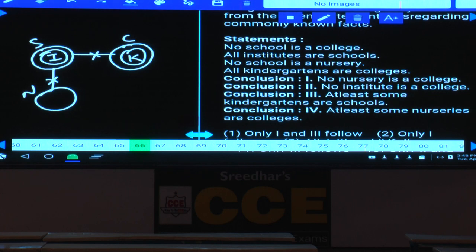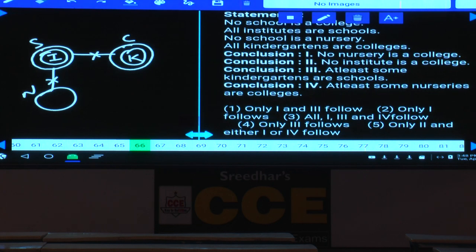With the help of this one, now let us check out the conclusion that follows. First one, no nursery is a college. As of now, nursery is here, college is here, definitely true. And no institute is a college. No intersection between these two, this is also true. Third one, at least some kindergartens are schools, that is also false. And fourth one, some nurseries are colleges, this is also false. Hence, among the given four conclusions, only the first and the second conclusions followed.